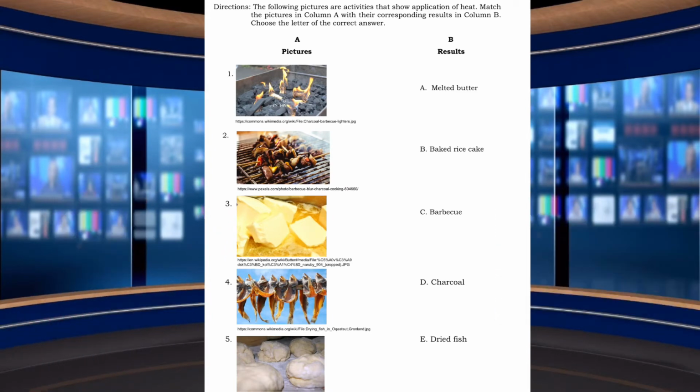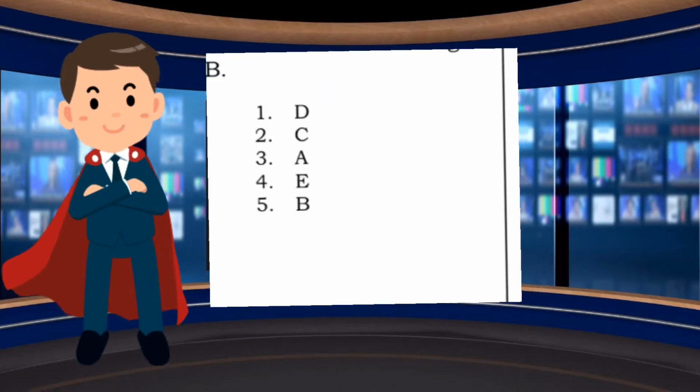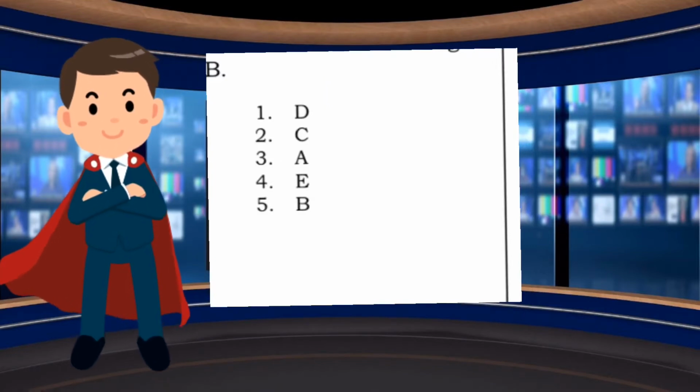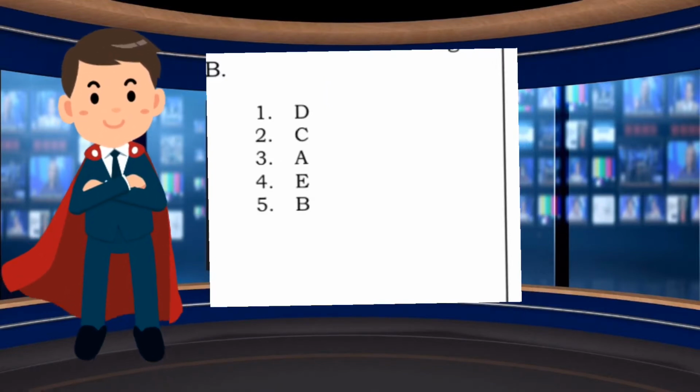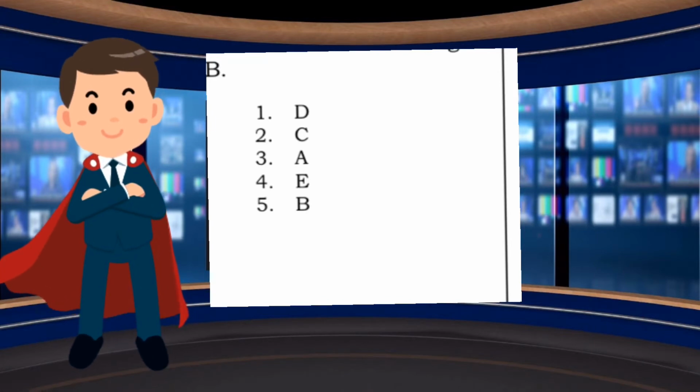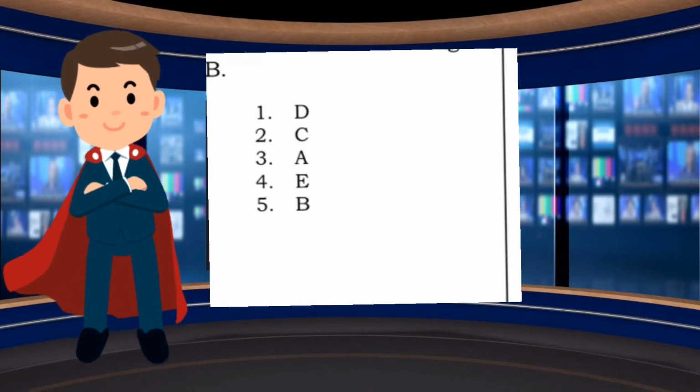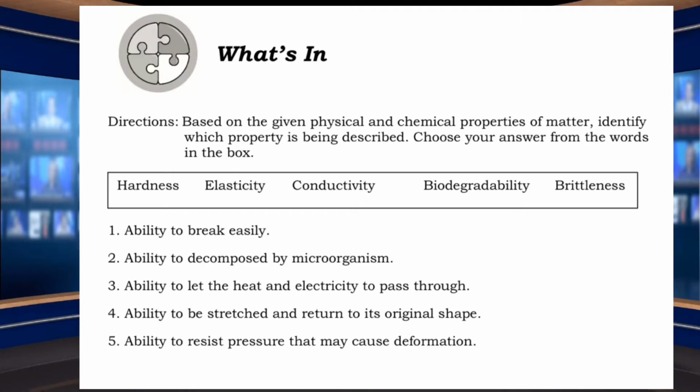Let us check your work. Number 1, D. Number 2, C. Number 3, A. Number 4, E. And number 5, B. Open your module on page 3 for What's In.